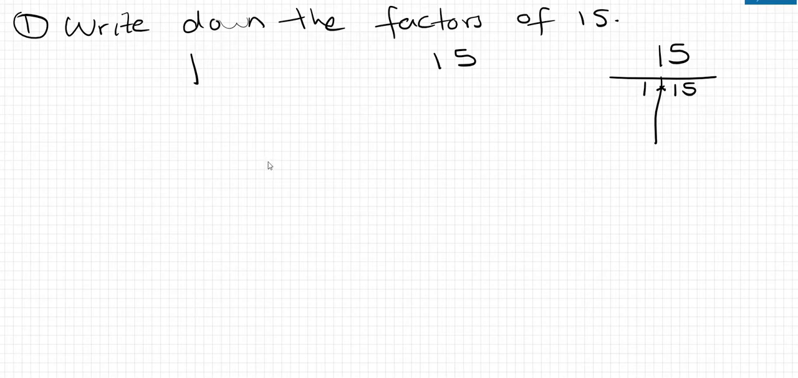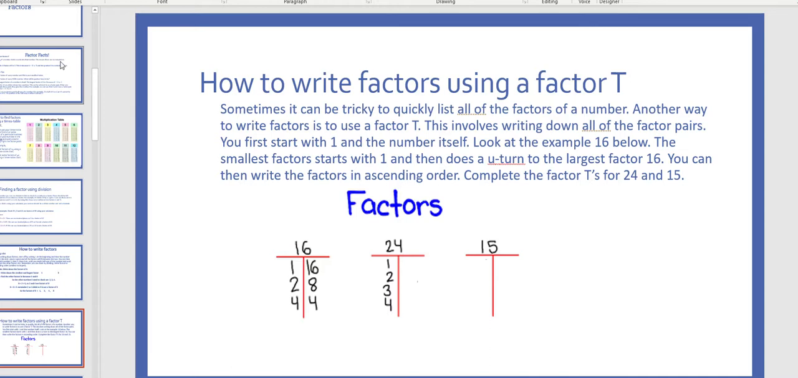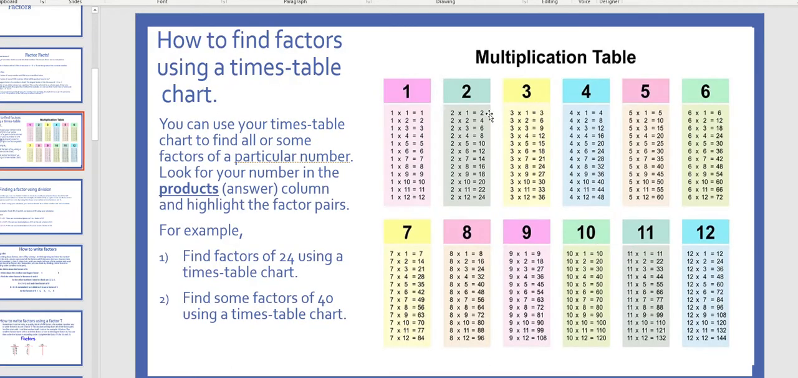Now, at this point, you can go to your times table chart. To use your times table chart, let's go to the products column, the answers. Now, if I look at my 2 timetables, I've got 2, 4, 6, 8, 10, 12, 14, 16. There is no 15. And I knew that because 15 is not an even number. I can't divide it by 2. It's not divisible by 2.